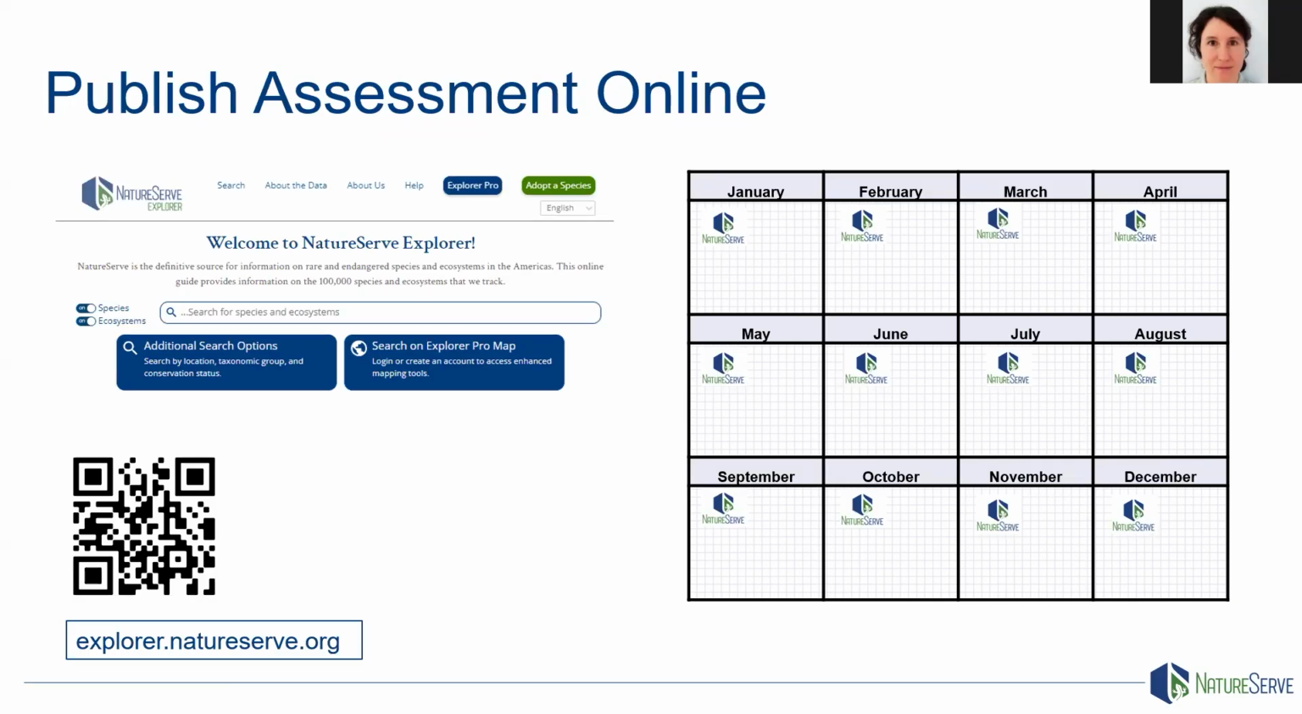The final step in the process is publishing the assessment. For NatureServe, we publish our global data to NatureServe Explore. This happens near the beginning of each month.